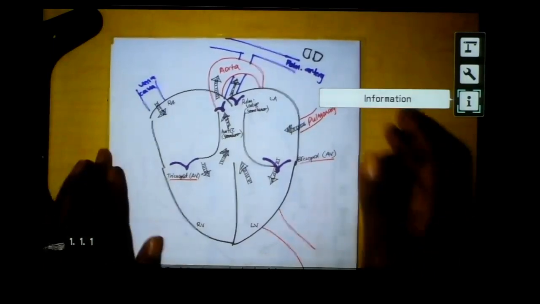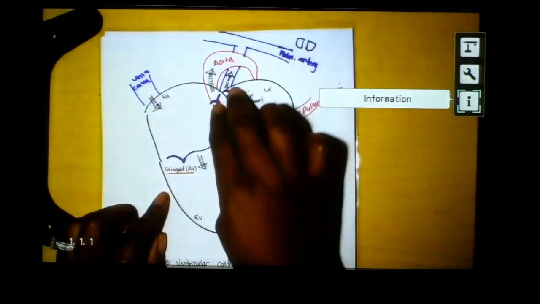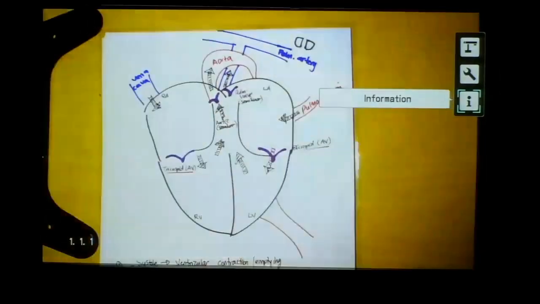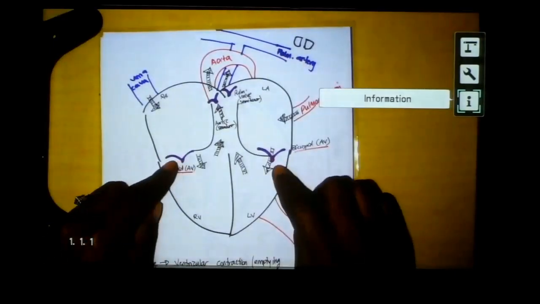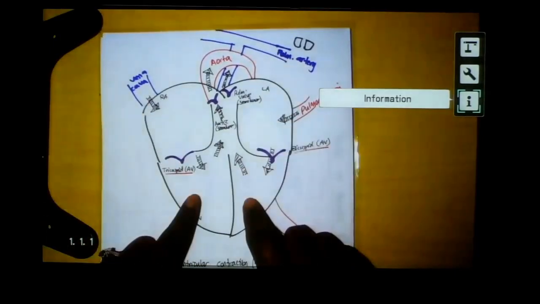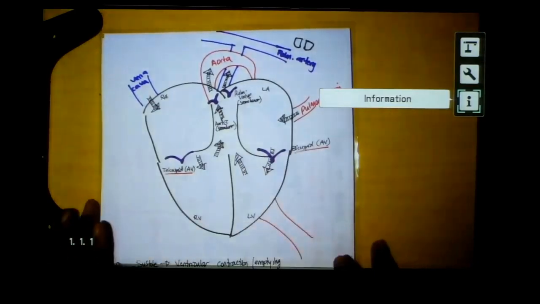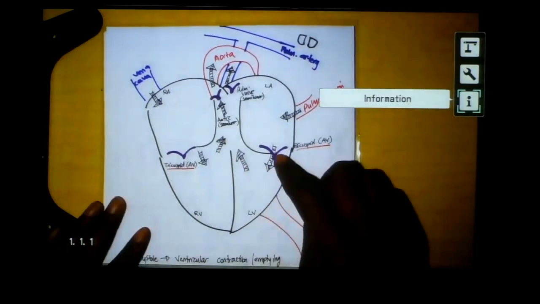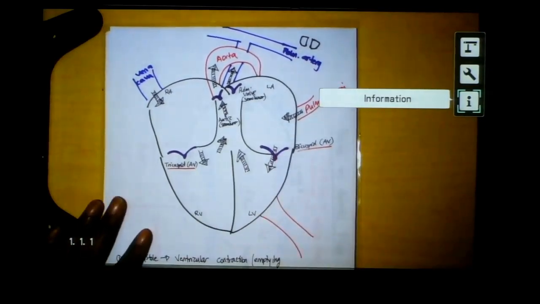So as far as the location of the valves, we have our semilunar valves that are leaving the ventricles, from ventricles to the vessel, whereas our AV valves are going from the atria to the ventricle, okay? And I hope that answered that question. So the location of the valves and then the general flow through the heart.